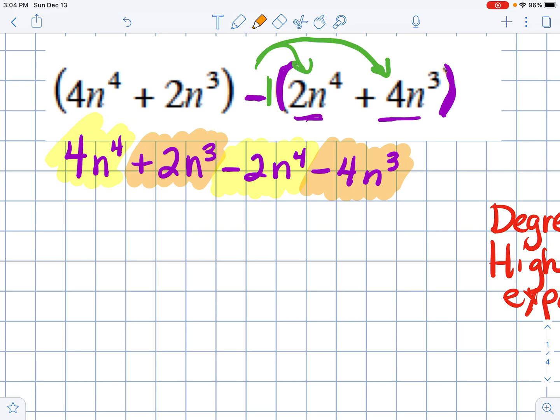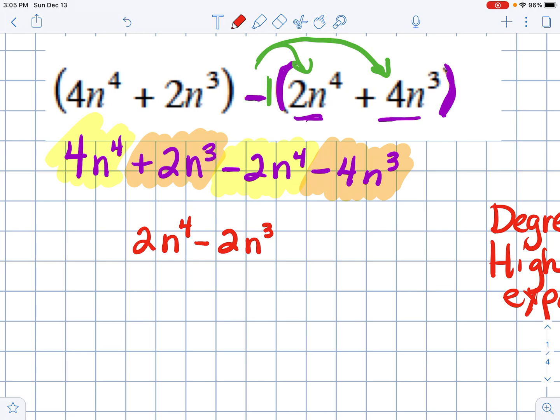So when we write in descending degree order, what we're going to do is start with the terms that have the highest exponents that are like terms. That would be our 4n to the fourth minus 2n to the fourth, which is 2n to the fourth. And then we move down to our degree 3s. Positive 2n to the third minus 4n to the third is negative 2n to the third. So we're going to write minus 2n to the third.